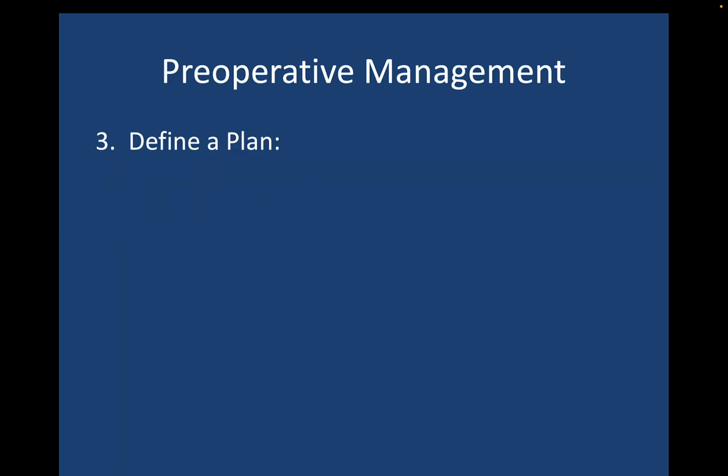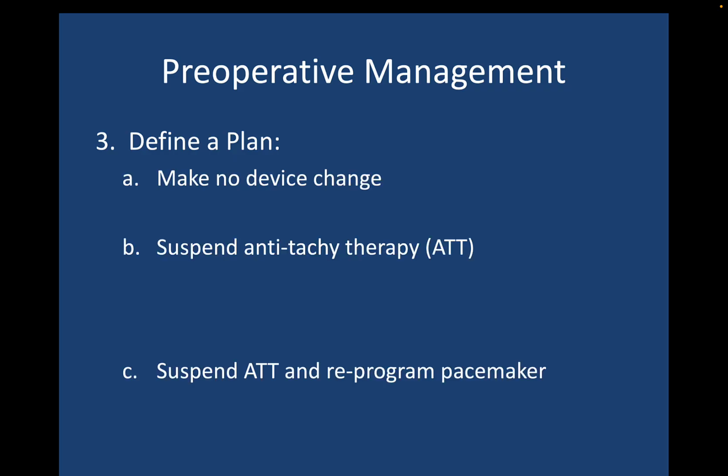And so when you integrate the information about the device with the surgical plan, then you have to come up with what you're going to do with the device. And there are really three options. You can just leave the device alone, the ICD that is. You can suspend the anti-tachytherapy, or you can suspend the anti-tachytherapy and reprogram the pacemaker. So if you have a patient who's having thoracic surgery and the patient's pacemaker dependent, then you have to not only turn off the anti-tachytherapy, but you probably need to convert the pacemaker to asynchronous.